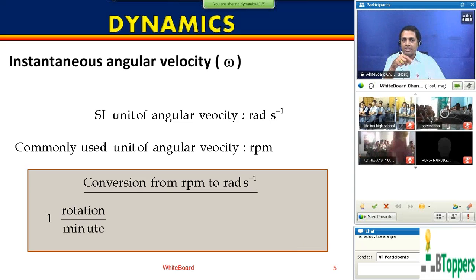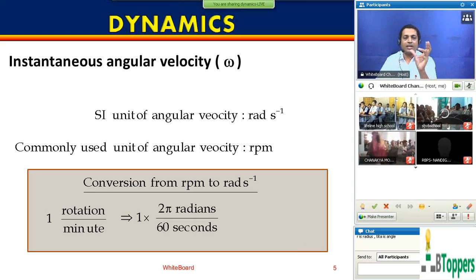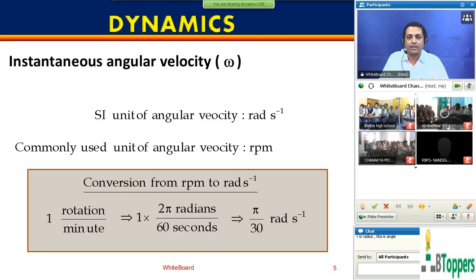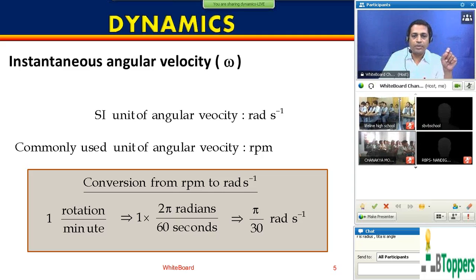One rotation per minute. We write it like numerator and denominator. Each rotation means 360 degrees. 360 degrees means 2 pi radians. Therefore, we write 1 into 2 pi by 1 minute, which is 60 seconds. And if we cancel the common factor, you get pi by 30 radians per second. So whenever you have to convert RPM to radians per second, you can multiply it by pi by 30 and convert it to radians per second.